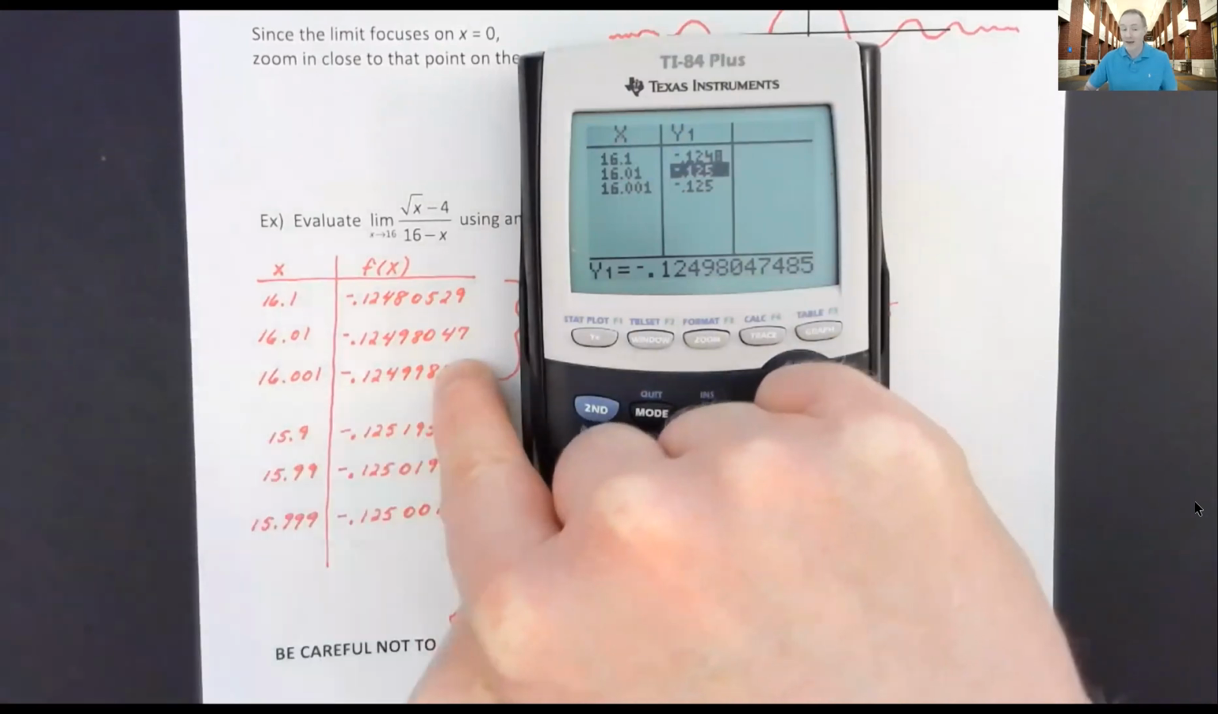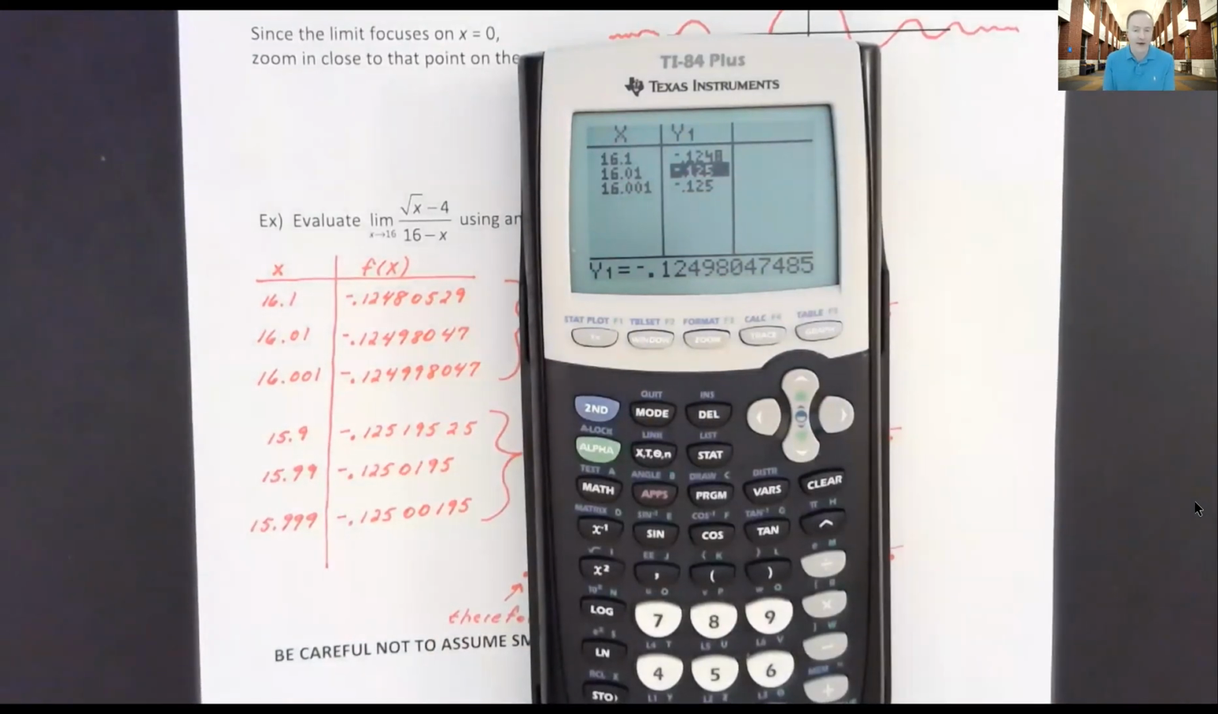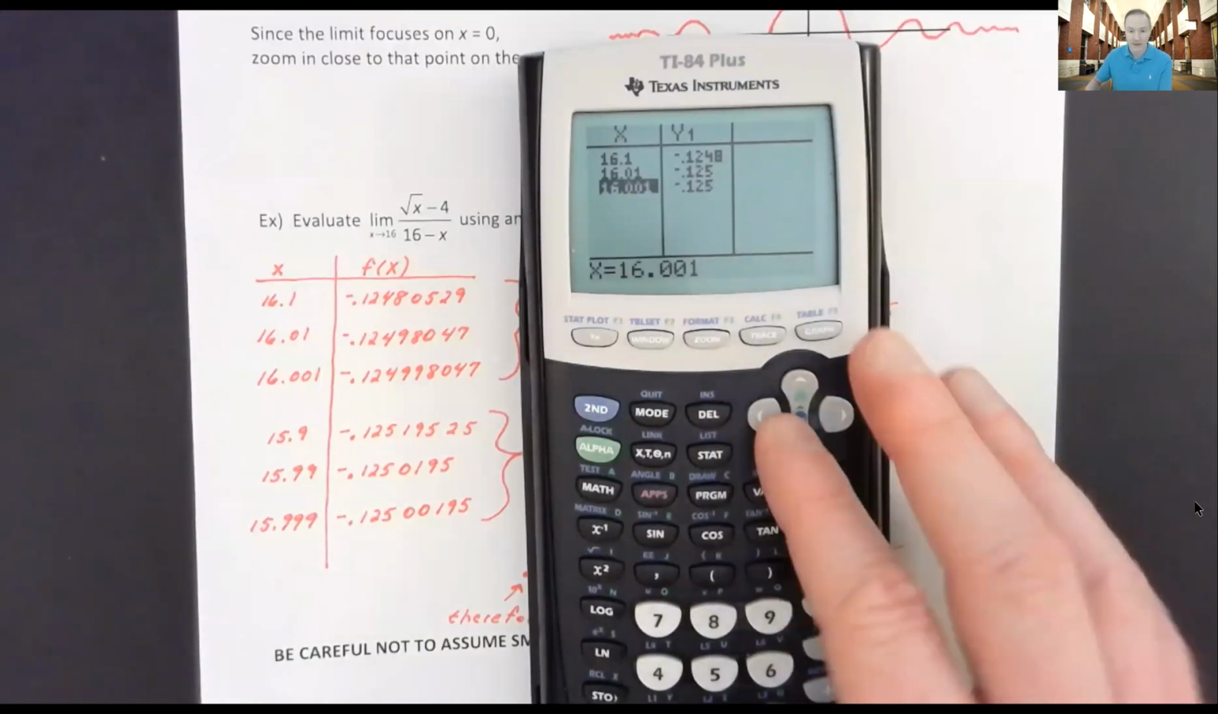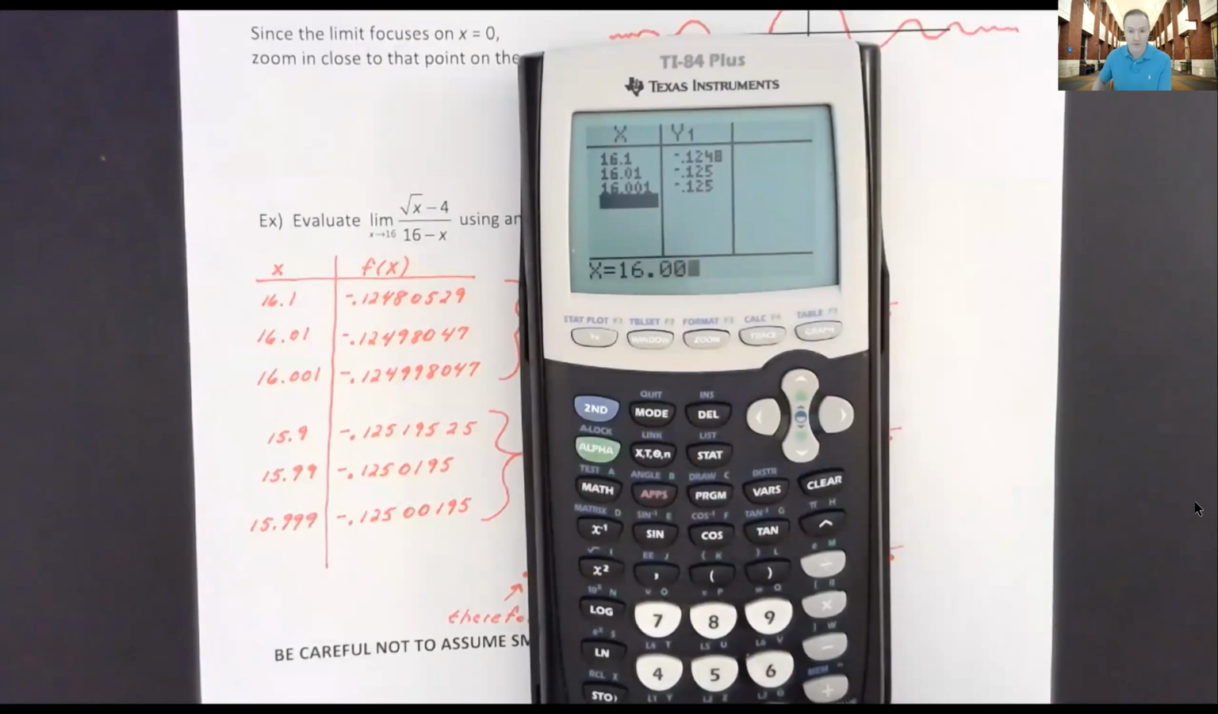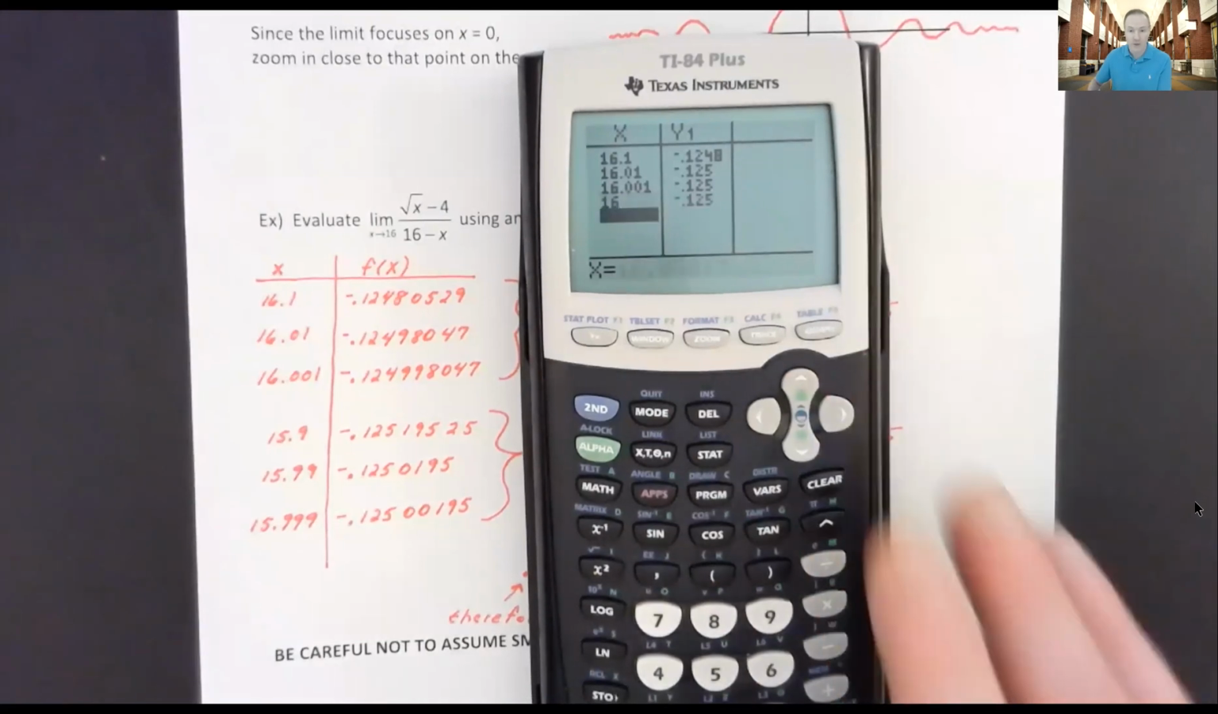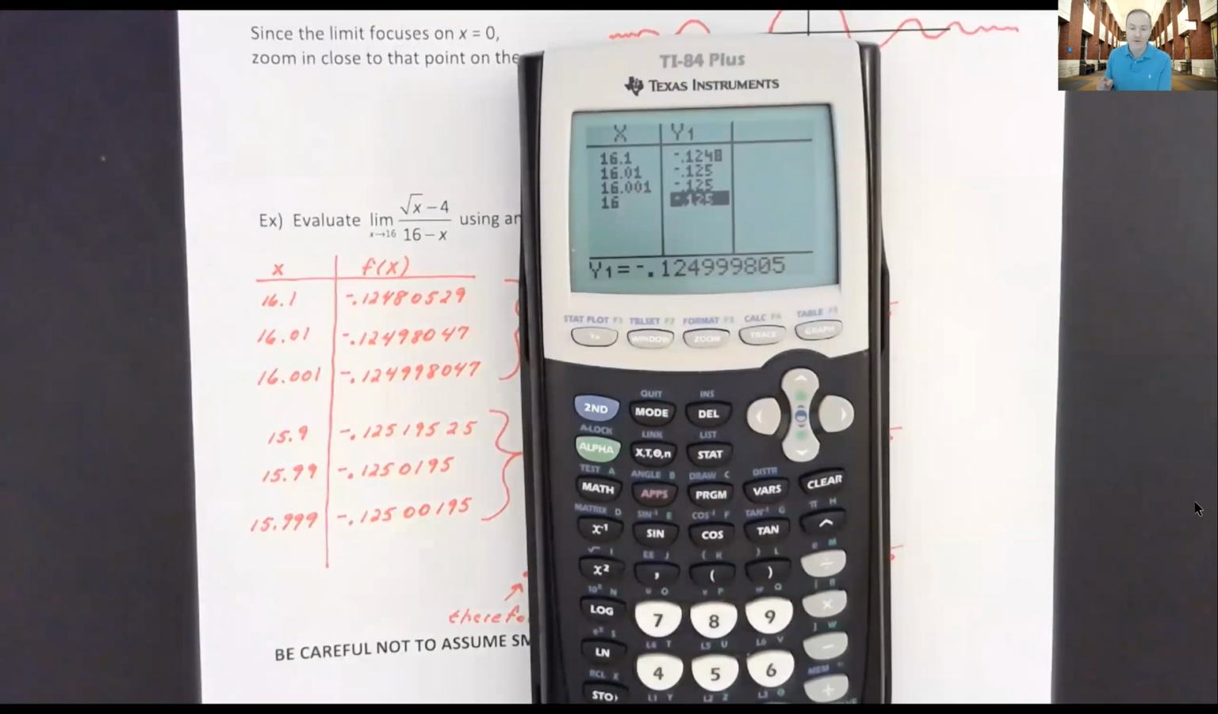So if I asked, hey guys, what's the y value at 16.0001? I am 100% confident it's going to be negative 0.12499998. I haven't done it, but I am so confident, I'll show it. 3 zeros and a 1, boom. I scroll over, negative 0.1249998. Gorgeous.